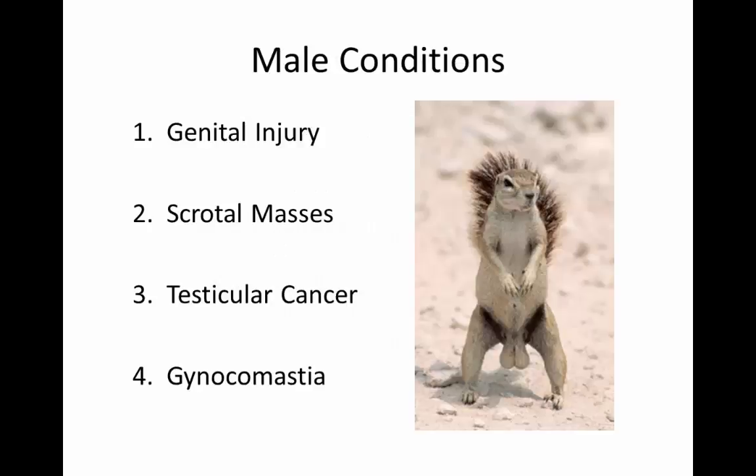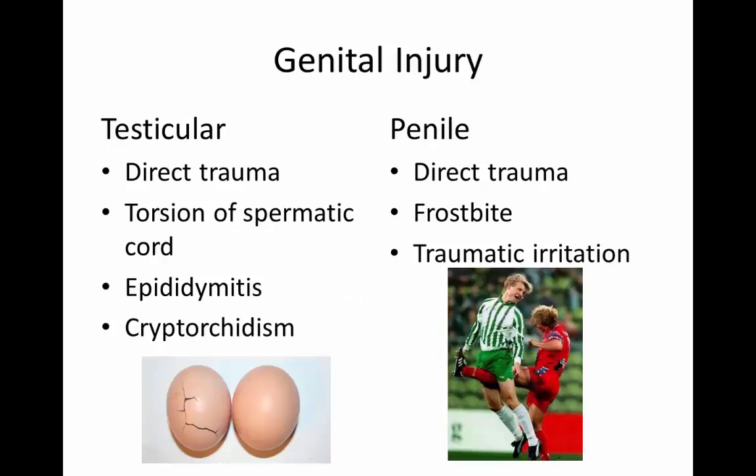We will first start with conditions which can occur to the male athlete. These conditions include genital injuries, scrotal masses, testicular cancer, and gynecomastia. Male genital injuries can occur in two general regions, either the testicular or penile region of the body. Testicular injuries are commonly a result of direct trauma. This direct trauma to the testicular region can cause a torsion of the spermatic cord, epididymitis, cryptorchidism. Penile injuries are also most commonly the result of direct trauma injuries. Frostbite and traumatic irritation are two of the most common types of penile injuries.